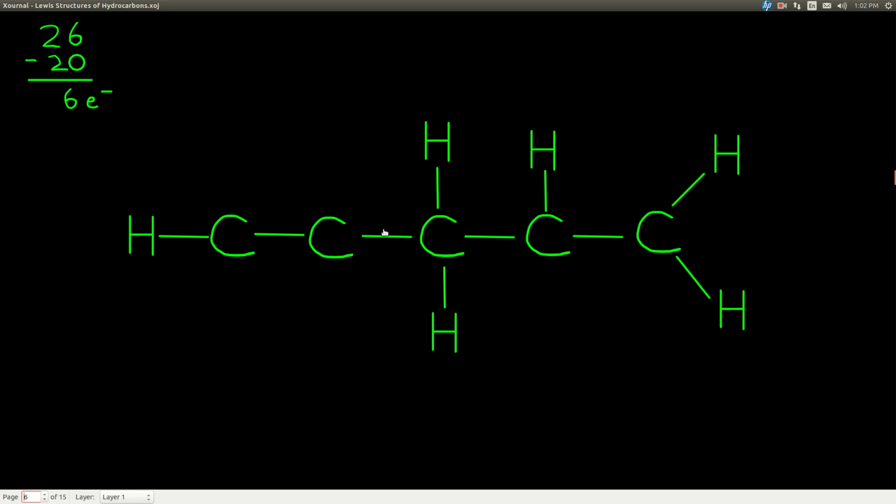We use 2, 4, 6, 8, 10, 12, 14, 16, 18, 20 of our 26. So now we have 6 valence electrons left. Now in this structure, we do have some atoms whose octet rule is not satisfied yet. So we're going to try to do that with the 6 electrons. So we can't satisfy everybody. So one way of distributing those 6 electrons would be to put 2 here, and 2 here. There's other possibilities. You could put 2 here, maybe 4 here.